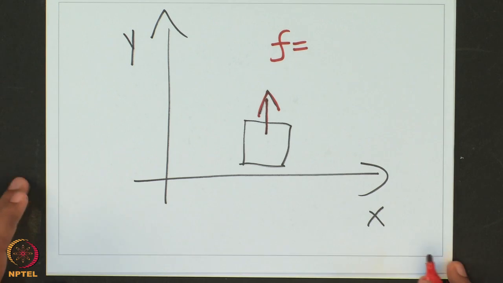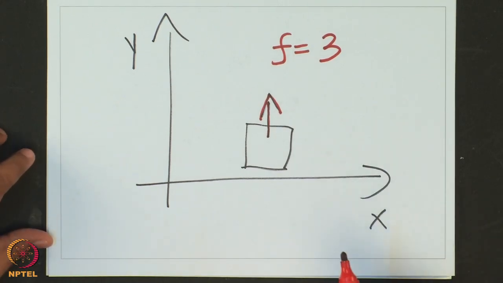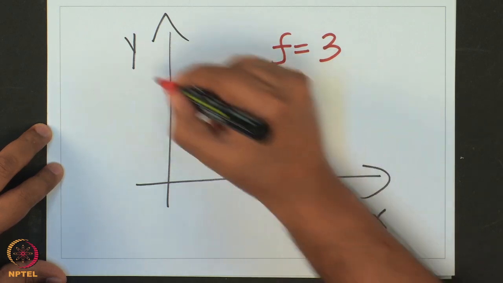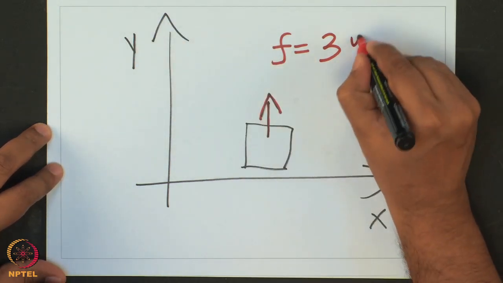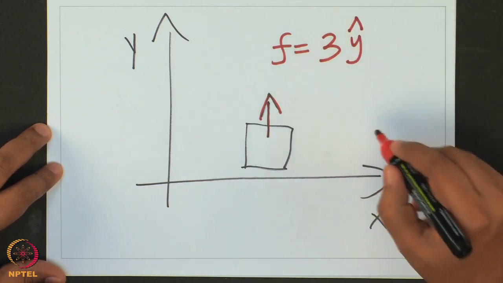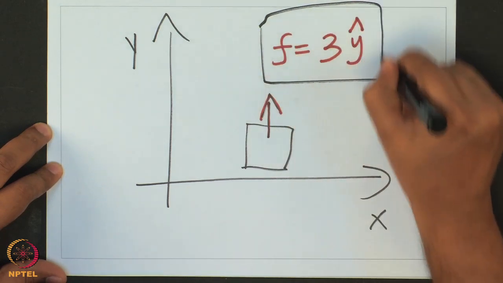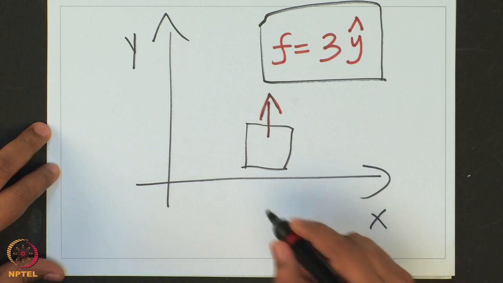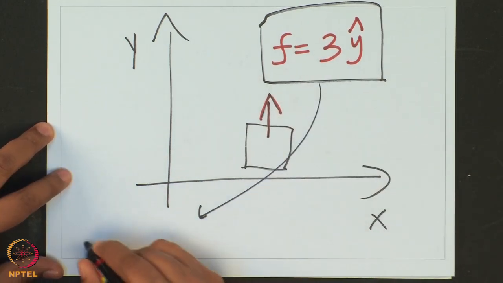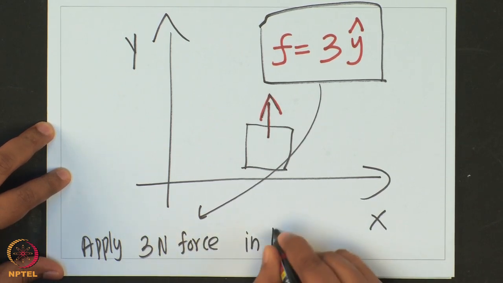I want to tell somebody to apply a force. What is the unit of force? It is the Newton. So let us say I want to apply a force of 3 Newton, or 3 piconewton, whatever the unit of force be, but in this upward direction, in the direction of the y axis. So this is the y hat. If I put y and the symbol of hat, this is called y hat, and when I write this mathematically, this is an instruction given to somebody which means: apply 3 Newton force in the y direction.